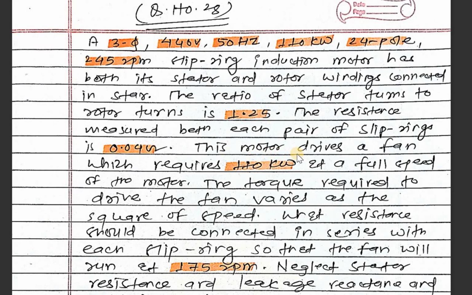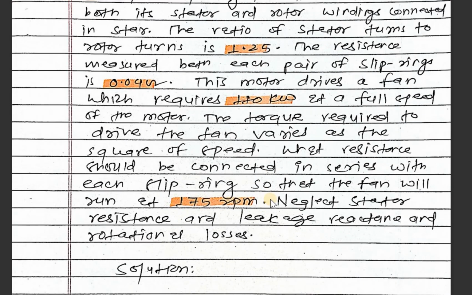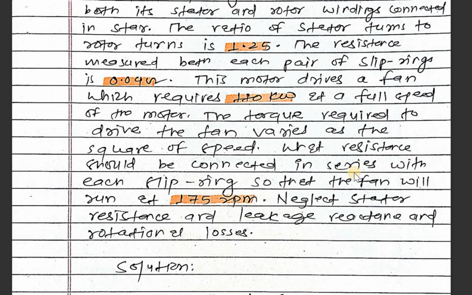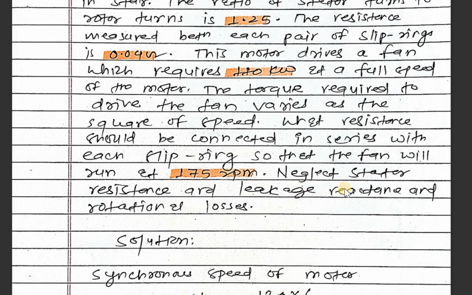This motor drives a fan which produces 110 kilowatt at the full speed of the motor. The torque required to drive the fan varies as the square of speed. What resistance should be connected in series with each slip ring so that the fan will run at 175 rpm? Neglect stator resistance and leakage reactance and rotational losses.